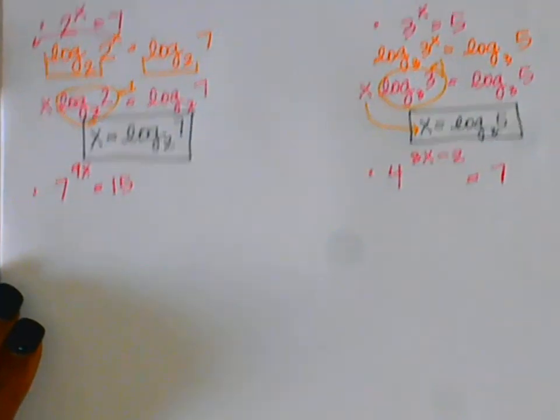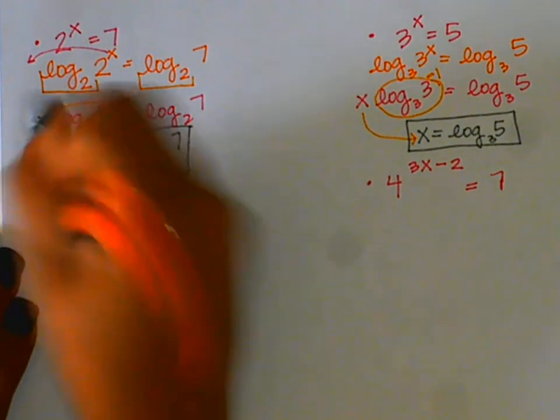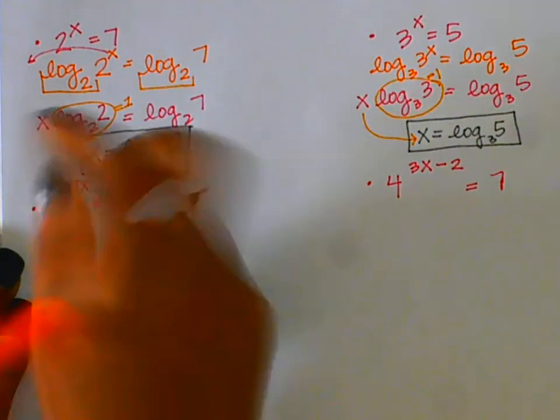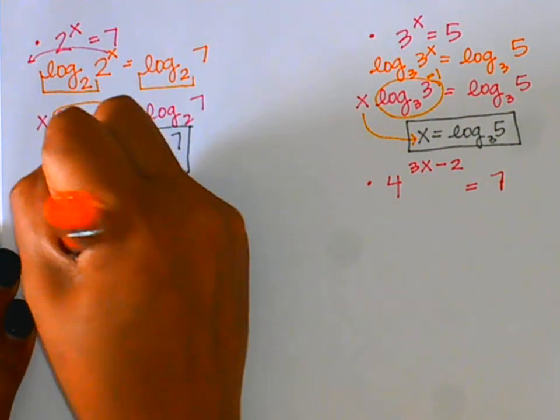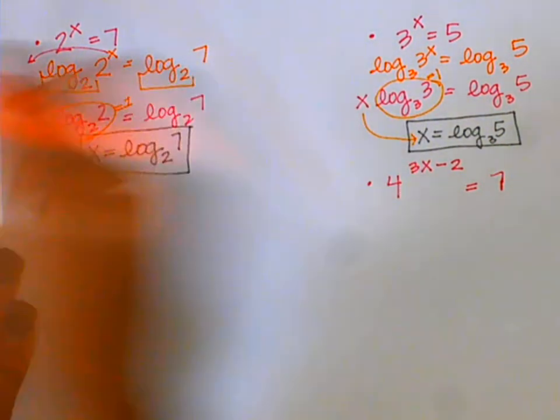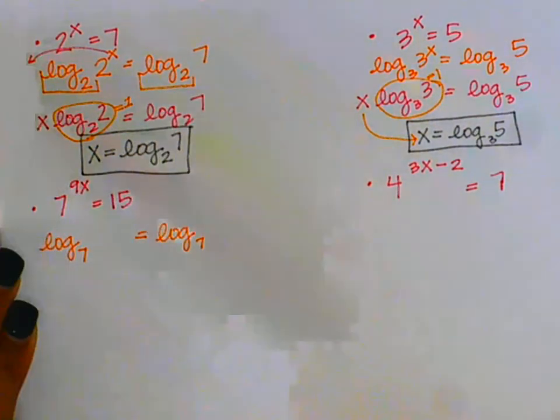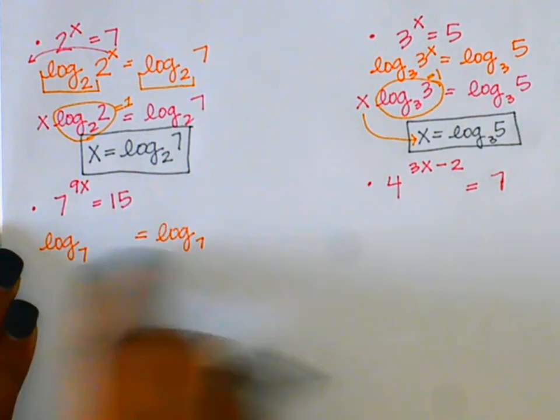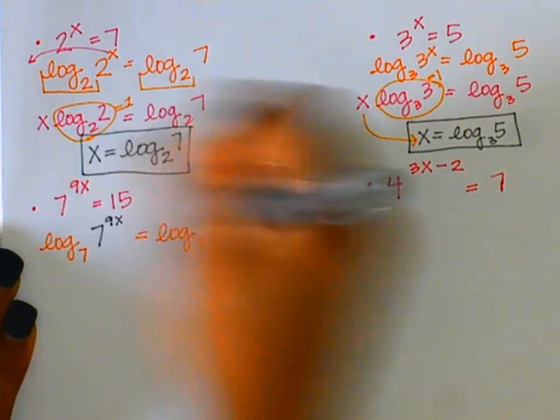Okay, so for this next part, these are similar, but you can see they're a little bit more complicated. So I'm going to start off the same way. I'm going to say, again, the 7 is going to tell me what I want my base to my log to be. So log 7, and I'm going to color code these just because it's going to get a little bit tricky here. So log 7 to both sides, I'm going to bring my 7, 9x, and then my 15.